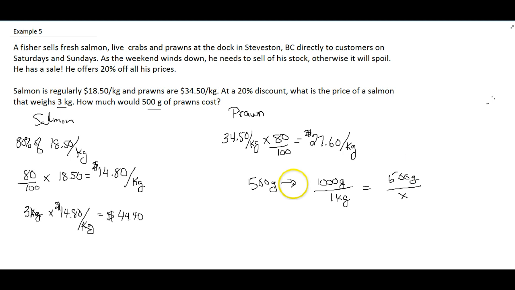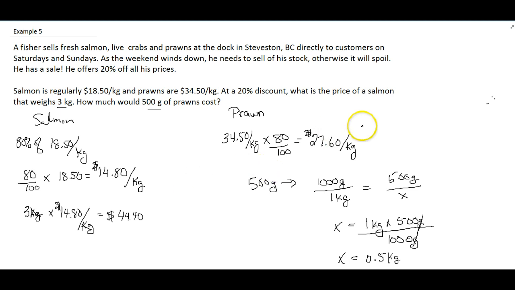And again, I can cross multiply and divide. I take 1 kilogram times 500 grams, and I divide that by 1,000 grams. Notice my unit of grams cancels, and when I multiply that out, I have 0.5 kilograms. So I know that 500 grams is 0.5 kilograms, or half a kilogram.